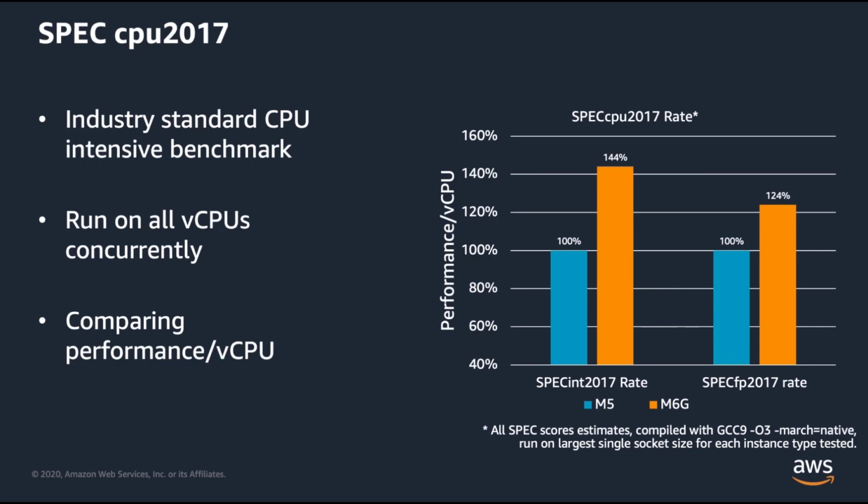For the integer part of the benchmark, when comparing an M5 to an M6G, we could see that the M6G was actually 44% faster than an M5. And for the floating point version of the benchmark, the M6G performed 24% faster than an M5.